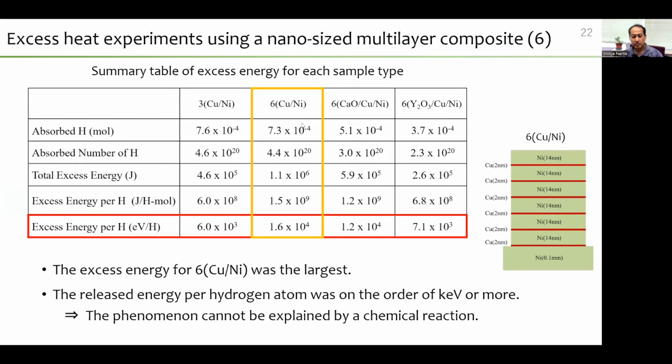So here is a summary table of excess energy for each sample type, and this line shows the excess energy per hydrogen atom. The excess energy for the 6 sets of carbon-nickel layers was the largest here. The released energy per hydrogen atom was on the order of keV or more, or 10 keV. So this phenomenon cannot be explained by a chemical reaction.